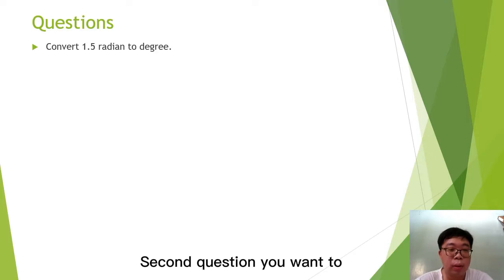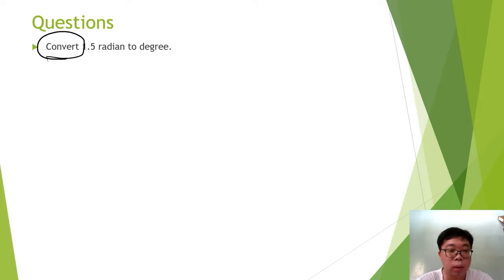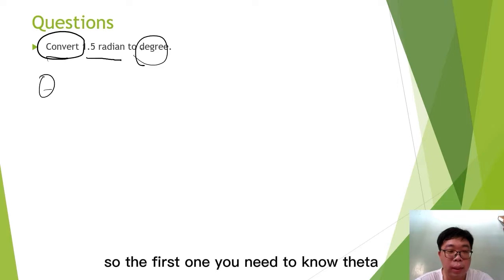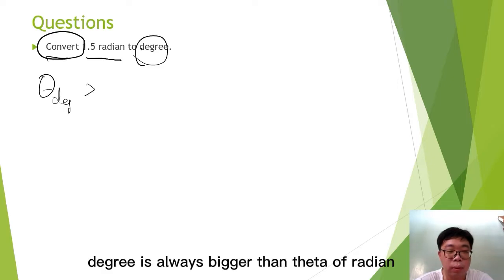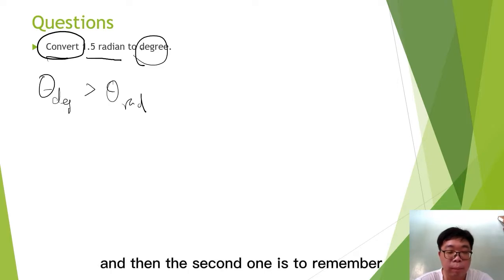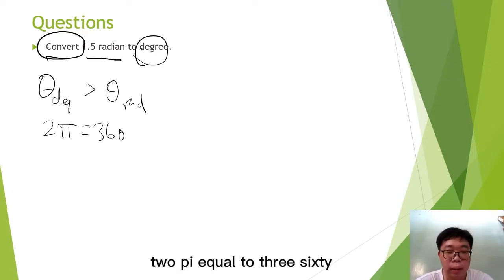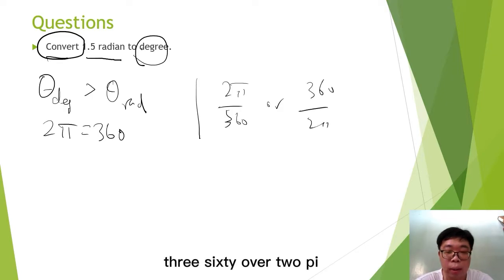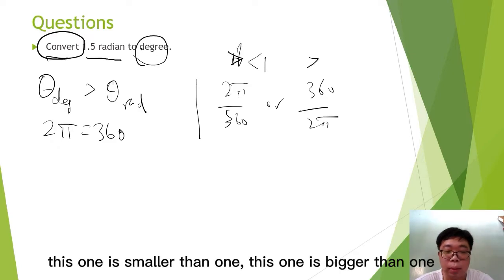In the second question, you want to convert 1.5 radian into degree. The first thing you need to know is theta degree is always bigger than theta radian. And the second is, you remember, 2 pi equal to 360. So as usual, we have 2 pi over 360 or 360 over 2 pi. This one is smaller than 1, and this one is bigger than 1.